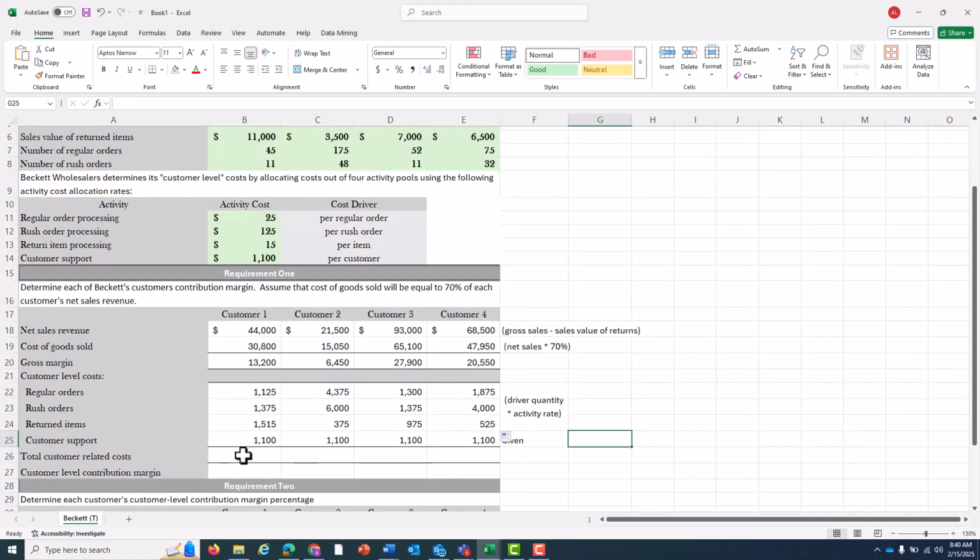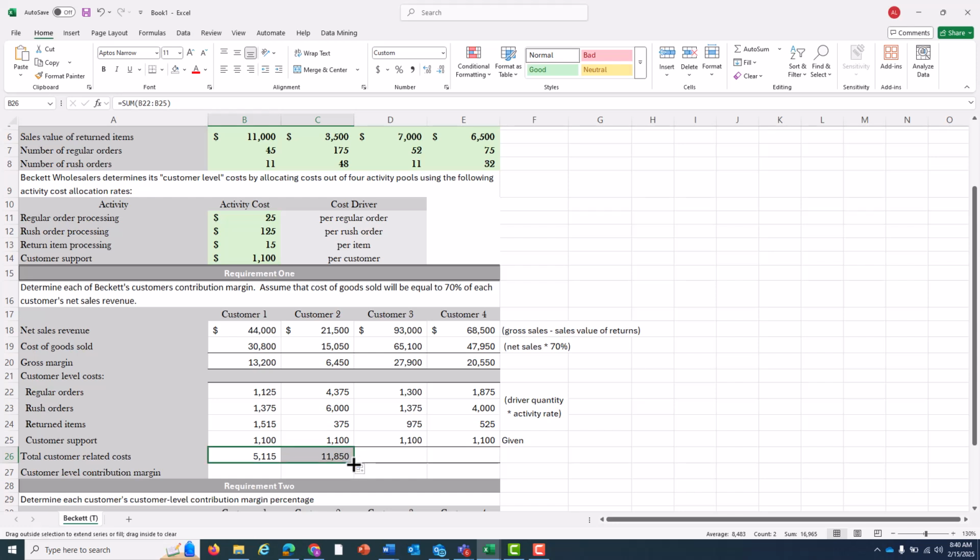So now I can find my total customer related costs, the costs that we are incurring outside of the actual cost of goods sold we had, which is the sum of these 4 numbers. And when I add up the 4 numbers for customer 1, I come up with $5,115. When I add up all of the costs for customer number 2, it comes out to $11,850.